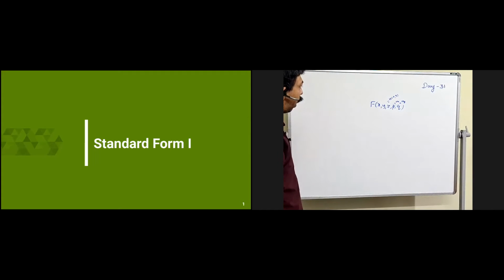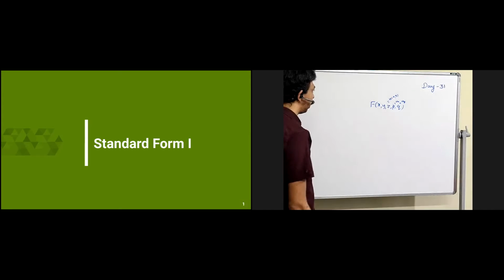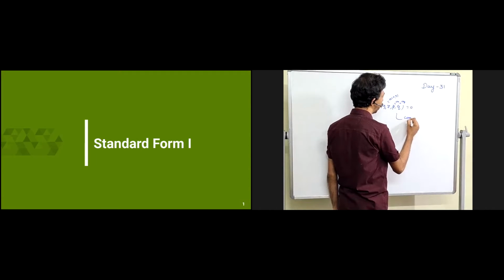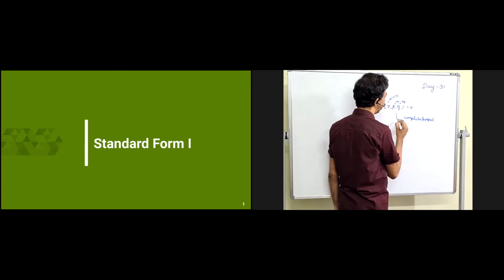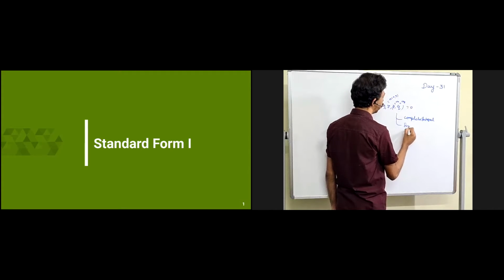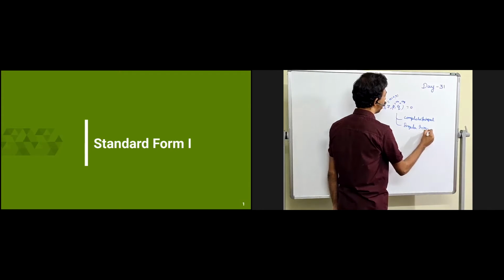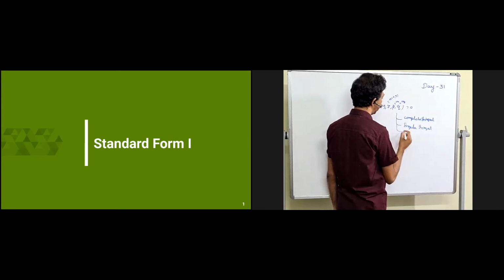So there are standard forms available. What we need to find is the complete integral. Okay, first one is complete integral. Then we have to see whether there is a singular integral available. Complete integral means as many independent variables are there, as many constants should be there. Okay, so that is the complete integral.